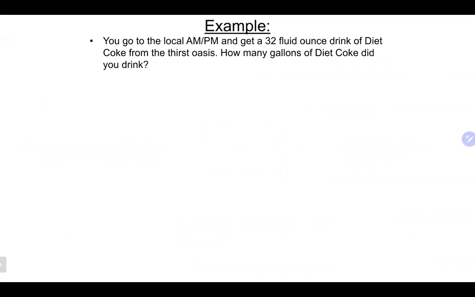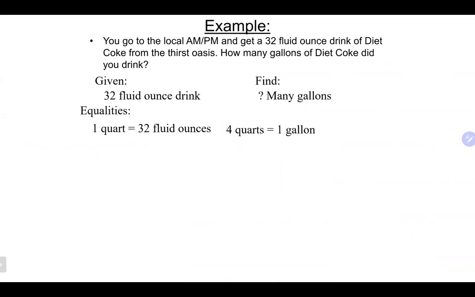All right, we go to the AM PM and get a 32 fluid ounce drink of Diet Coke from the Thirst Oasis. How many gallons of Diet Coke did you drink? We'll give you some equalities that might be helpful to get you there. All right, so take a moment or two to see what you come up with.